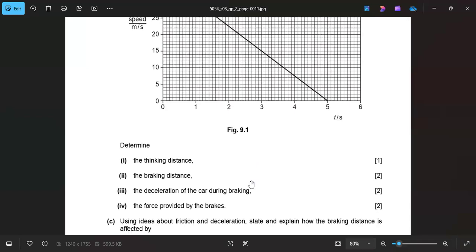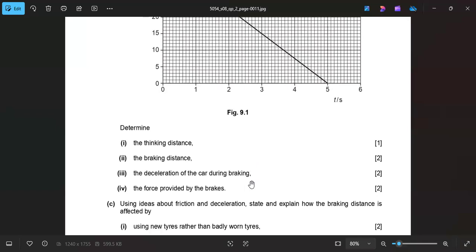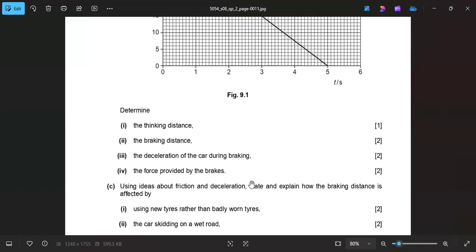The C part: using the idea about friction and deceleration, explain how the braking distance is affected. Well, if you have new tires, the braking distance will decrease because the new tires will give you good grip. The friction will be more, so the distance will decrease. So 2 marks for this.